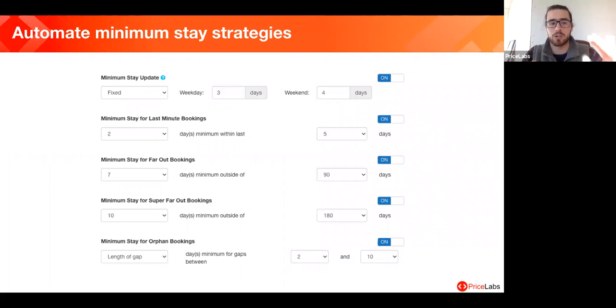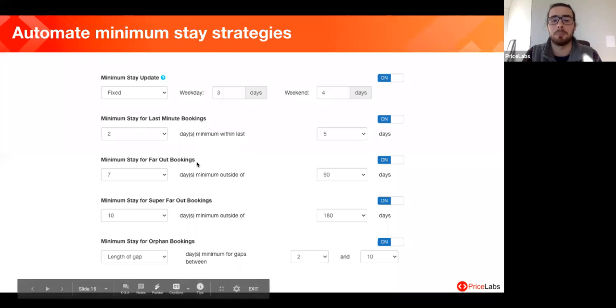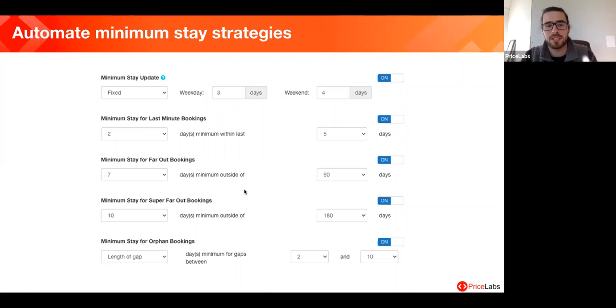The second part of what we do here with these automations is looking at different minimum stay strategies. So first, we were looking at pricing here. Now we're looking at minimum stays. And with minimum stays, what we found is that in most markets, how long someone stays drastically depends on how far out they're booking for. So the further out that someone makes their reservation, it's likely that the length of their stay is going to be longer. So our market dashboards show all of this data. I'll dive into those in just a second here.